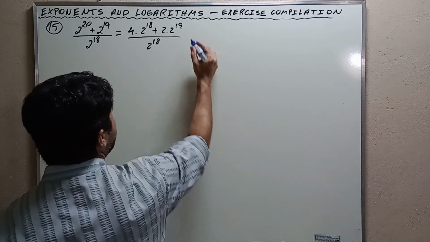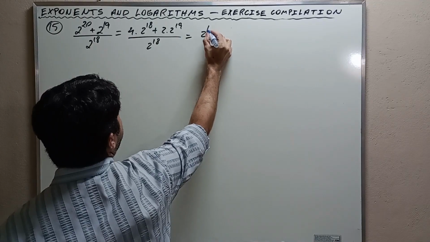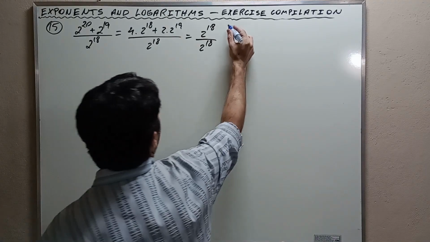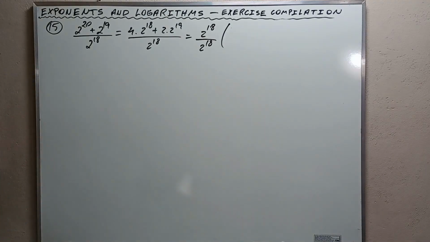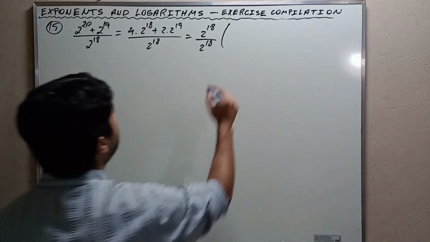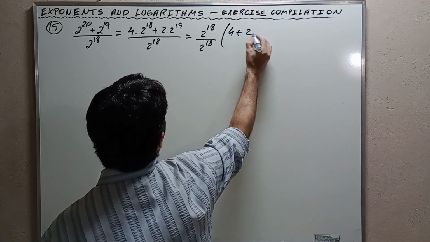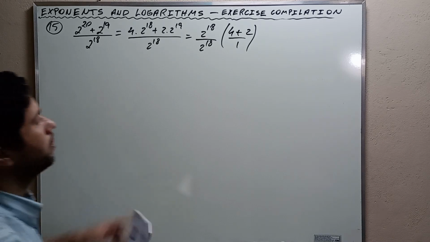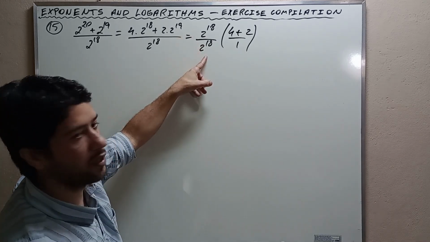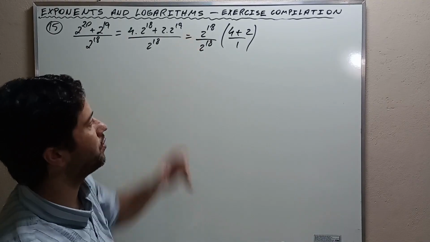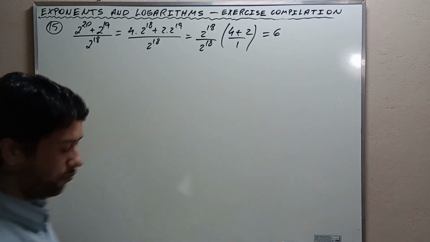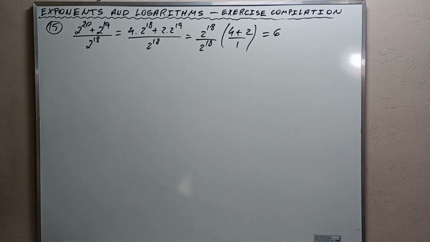And this is going to be 2 raised to the power of 18 divided by 2 raised to the power of 18. And inside of the parentheses we have 4 plus 2 divided by 1, okay? And we simply cancel here. This divided by this is 1, and 4 plus 2 is 6, my friends. And this is the solution of this exercise.